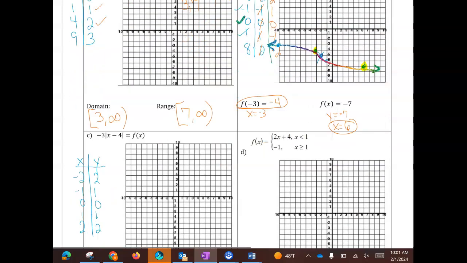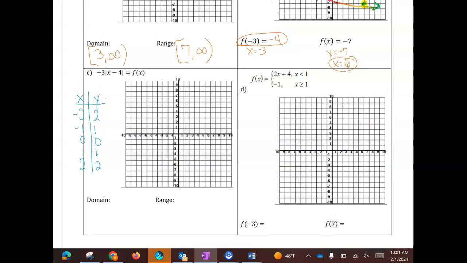All right, next one. On C, we have a flip and a stretch from this -3, so I will be changing these values. But I also have a right 4, so I'm going to multiply all these y values by -3. And again, I'm just going to start with my 0, 0, and I'm going to go right 4. And then from here, I'll get the other points.